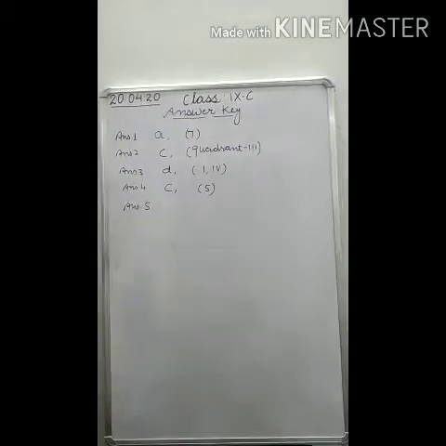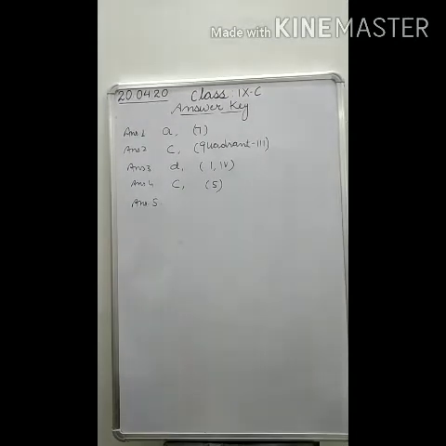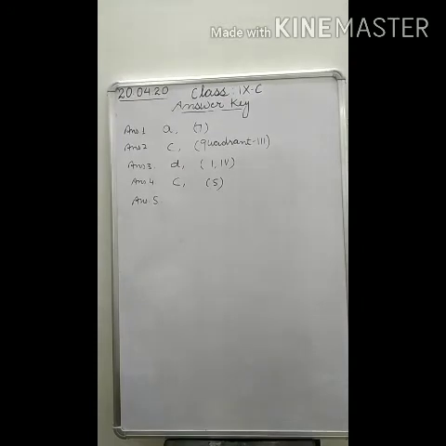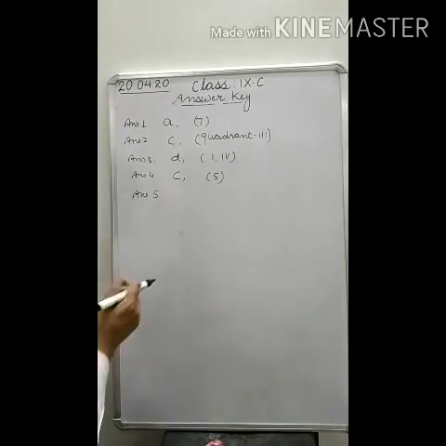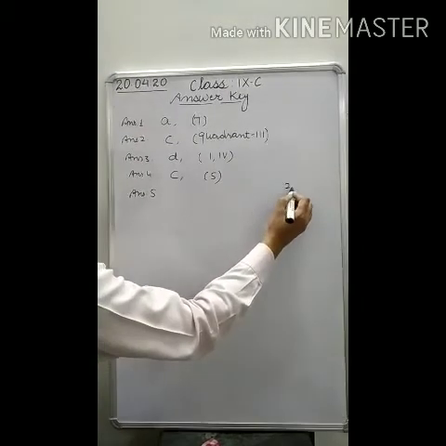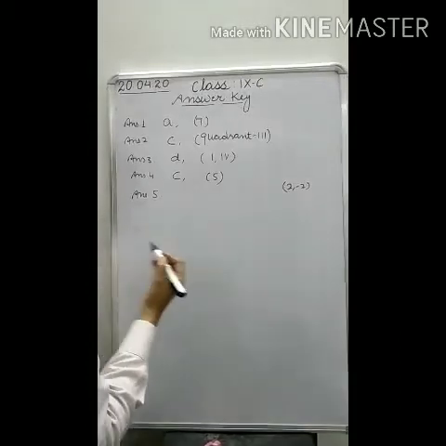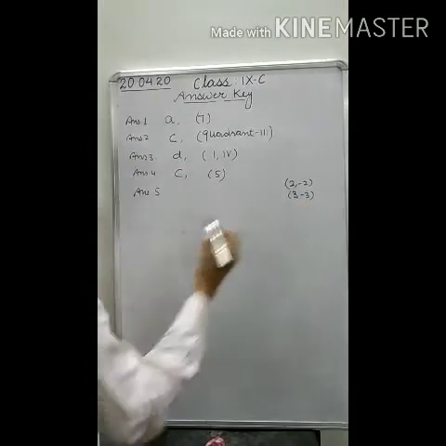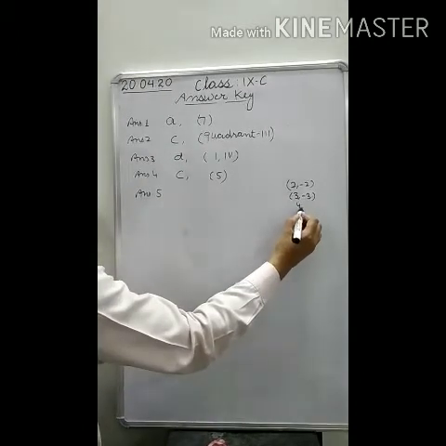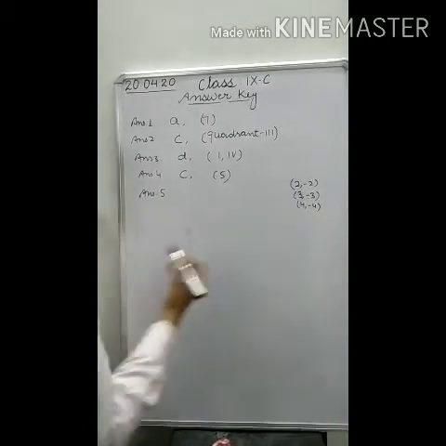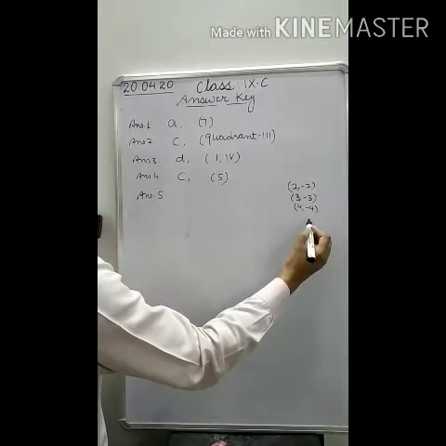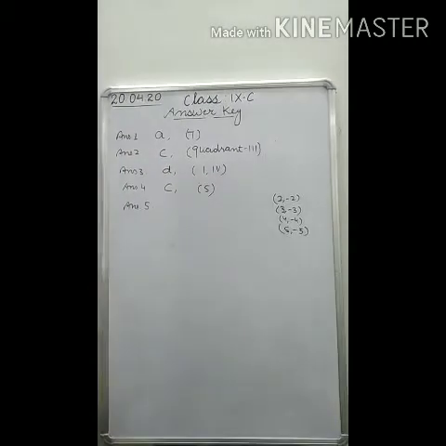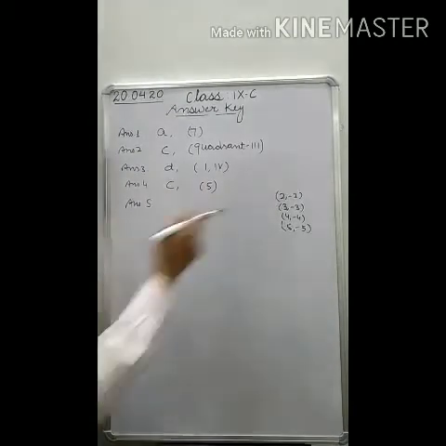Answer 5. Here in question number 5 you are given the points A (2, -2), B (3, -3), C (4, -4), and D (5, -5). In which quadrant do they lie? Observe them carefully.